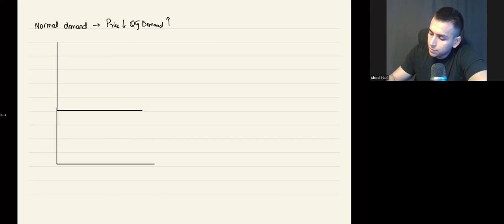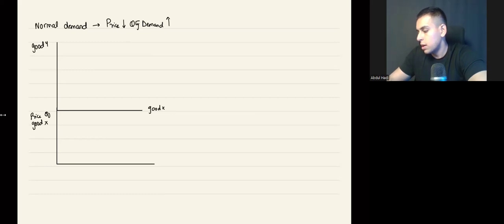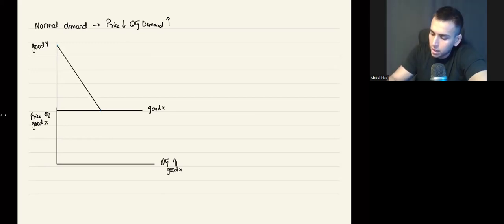Now, we have to show the derivation. Good Y on the vertical axis, good X on the horizontal axis, and the price of good X and quantity of good X. This is your initial budget line AB. And this is your initial indifference curve, IC, that you draw in the middle, in the center. This is your initial equilibrium E, and this is the initial equilibrium quantity for good X, that is X.